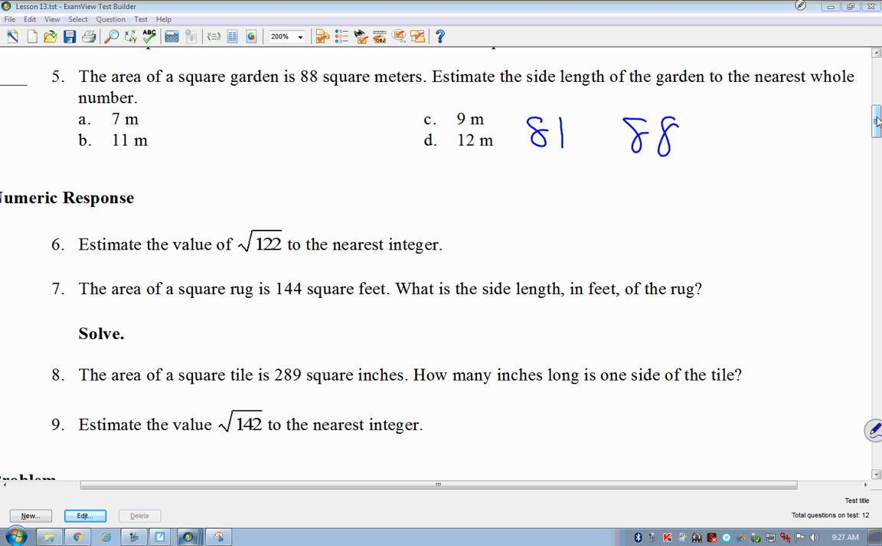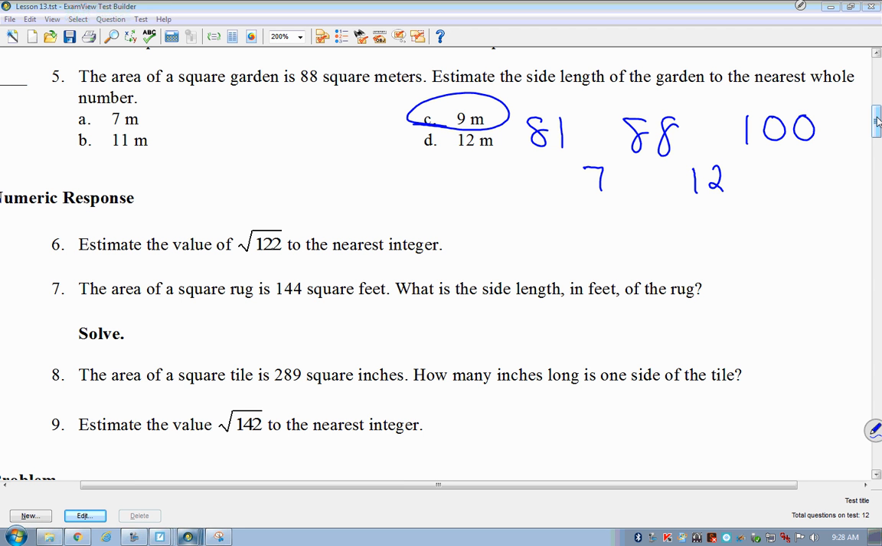81 and 100. How far is it from 100? 12. How far is it from 81? 7. So what is it closer to being? It's closer, and the square root of 81 is 9. So to the nearest whole number, it should be 9. Does that make sense?